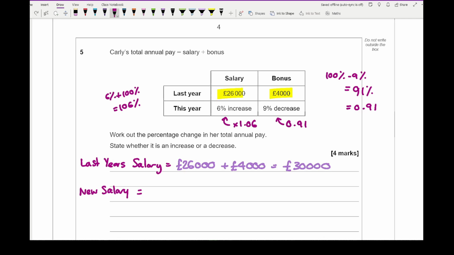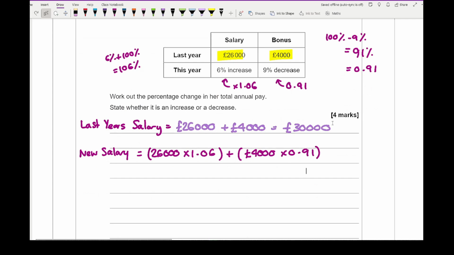So to find the new salary, that's going to be the salary amount, which in this case is going to be 26,000 multiplied by 1.06 plus the bonus, which now is going to be £4,000 multiplied by 0.91. Now if I do that particular calculation, I can then work out what the new salary is. So if I type that all into my calculator, I get a salary of 31,200.